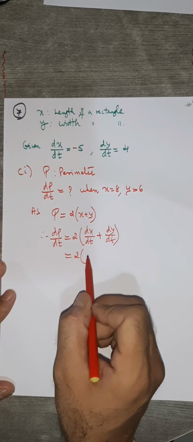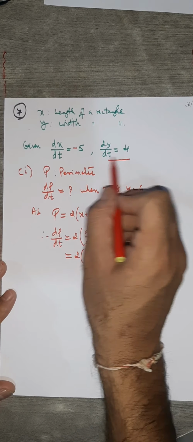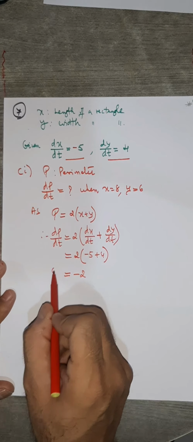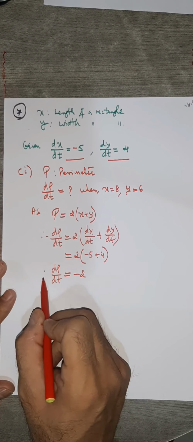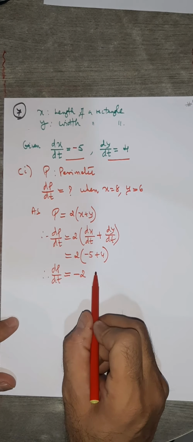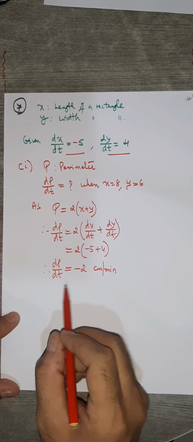You know both the values here. This is minus 5, this is plus 4. You are already given. So this will be just minus 2 dp by dt. So dp by dt is minus 2 centimeter per minute. Right?